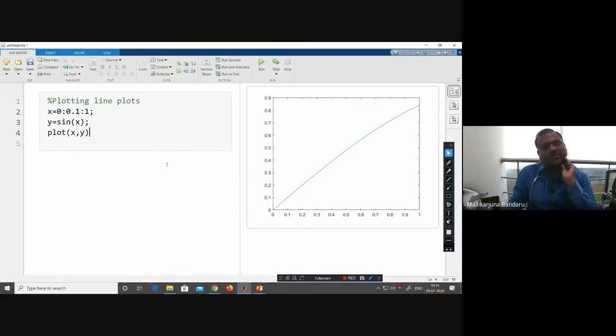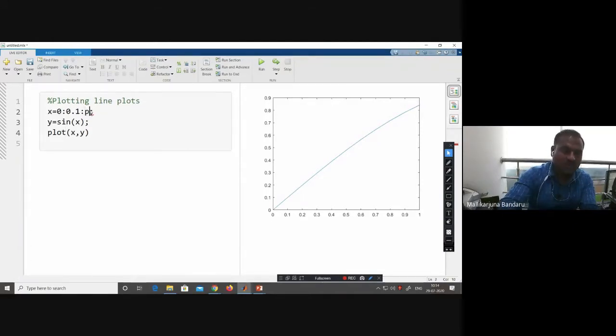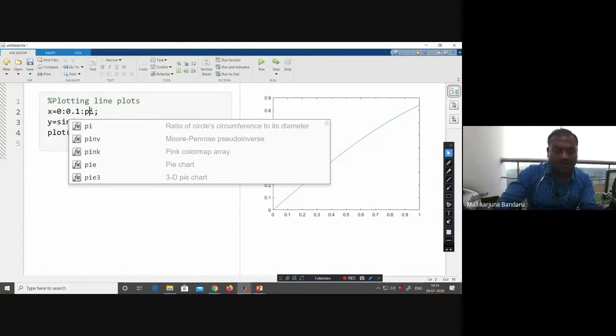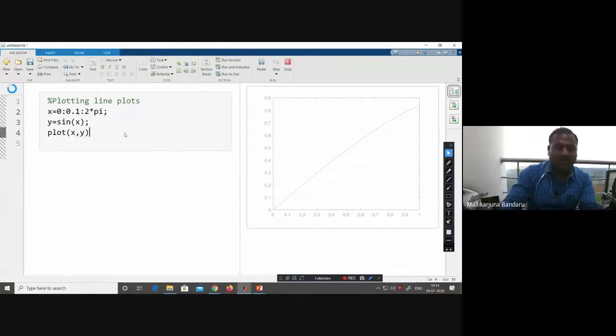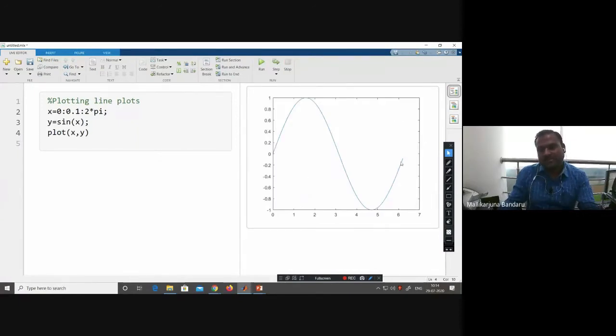We know that if we are not specifying otherwise, then by default it takes x inside sin x as radians. So 0 to 1 radians is coming like this. So let us make it 0 to pi, or let me take 2 times pi. That is better to get the complete behavior of a sine. Plot of x comma y. See here the plot of x comma y.